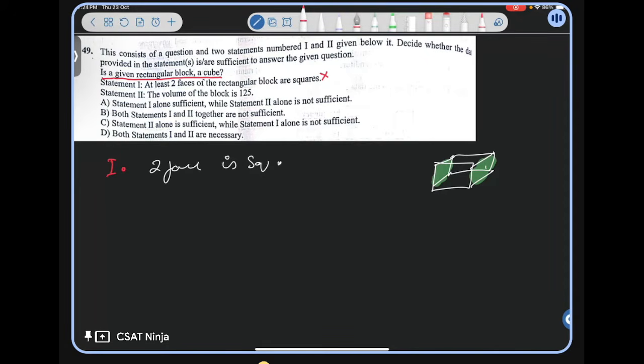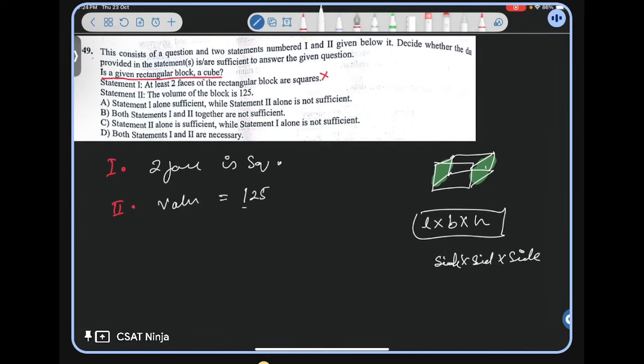That's number one. Number two is the volume of the block is 125. So number two says the volume of the block is 125. So if you are good with squares and cubes, it will make it easier. What is it? The volume of a cuboid. Volume of a cuboid is what? Length into breadth into height is the volume of a cuboid. And what's the volume of a cube? It is side into side into side.